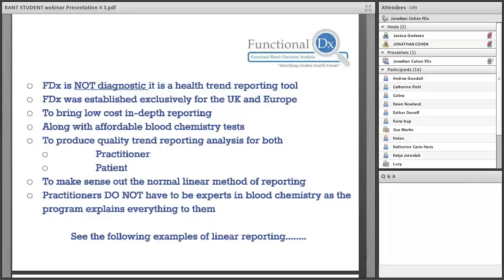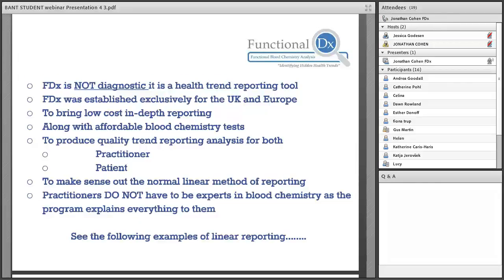Diagnosis is only something that can be done by a registered medical healthcare professional, and we are not. So what we say is that it is a health trend reporting tool. What we see in this tool is a trend away from, or toward, a set of optimal health parameters. And because it was so good and so fantastic, I brought it over exclusively for the UK and Europe.